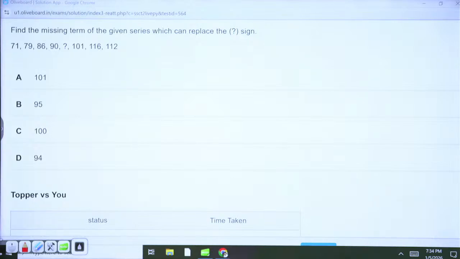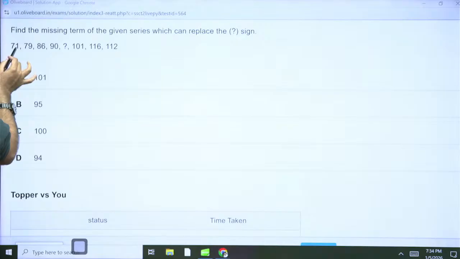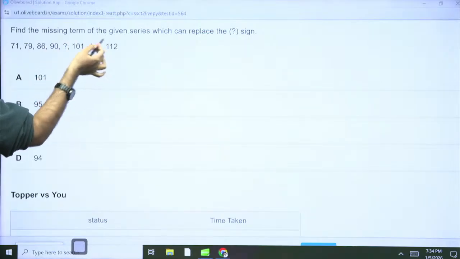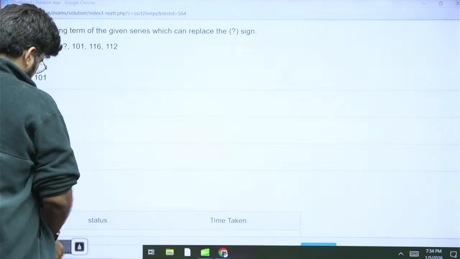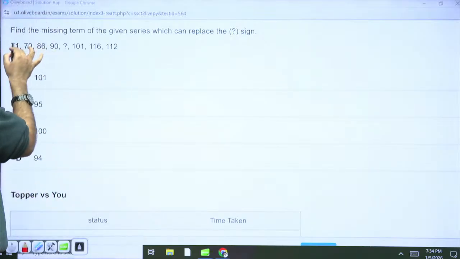At least one question you can expect. Okay, find the missing term. Plus 8, plus 7, plus 4. Is that making sense? Plus 15. Minus 4. No. Let's check alternate. Check alternate. Plus 15.